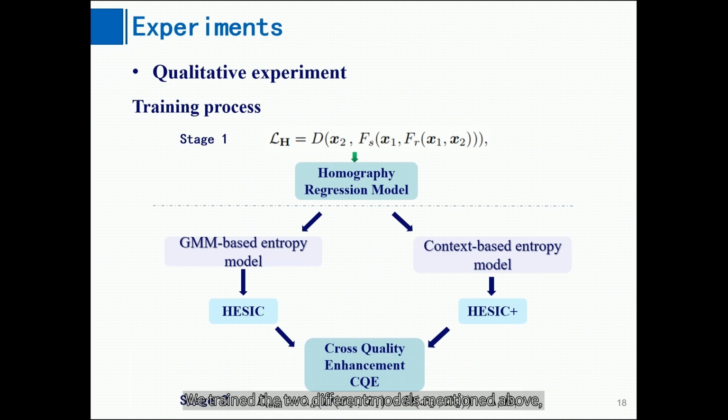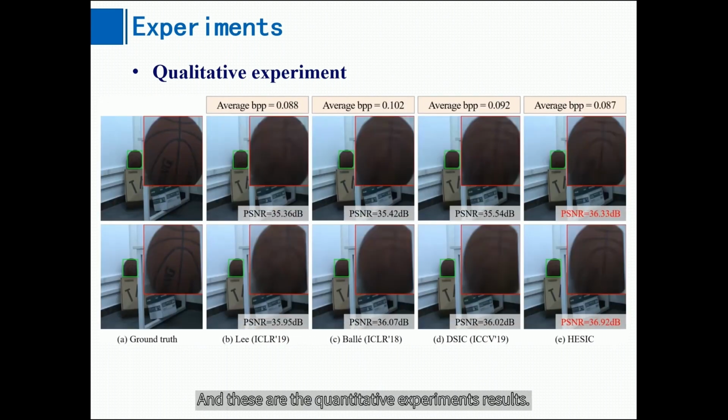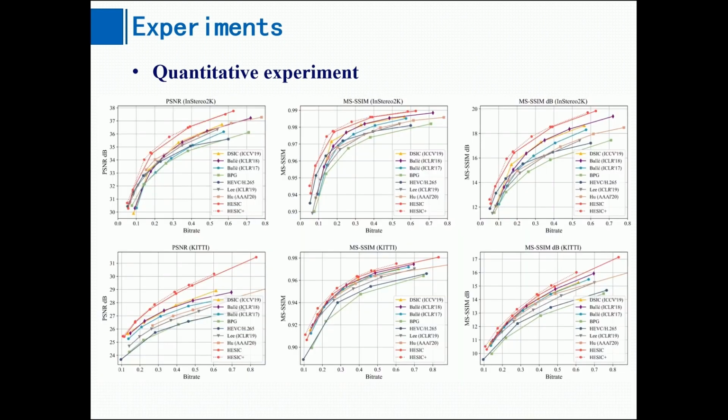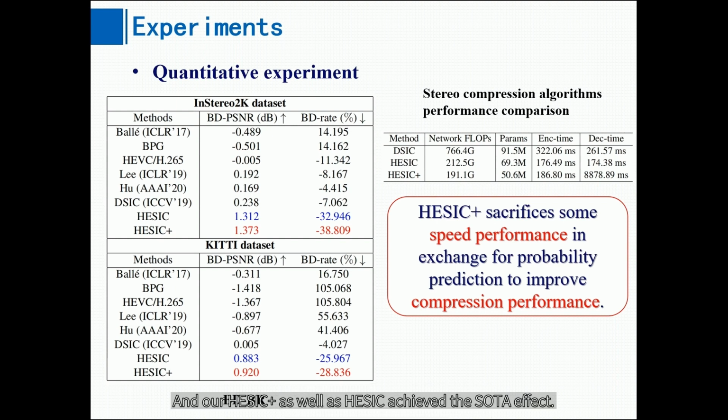We train the two different models mentioned above, whose differences only lie in the entropy models. These are the qualitative experiment results. And these are the quantitative experiment results. Comparing BDBR and runtime, we found that HASIC Plus sacrifices some speed performance in exchange for probability prediction to improve compression performance, and our HASIC Plus as well as HASIC achieved the SOTA effect.